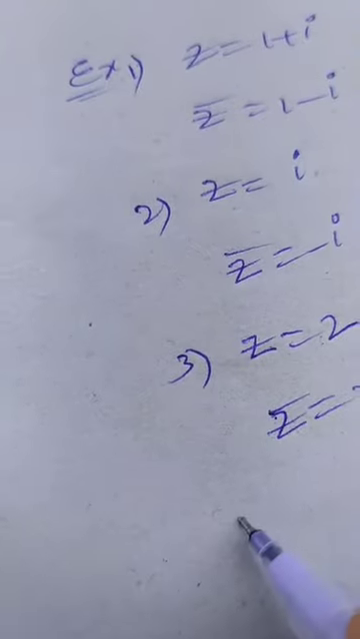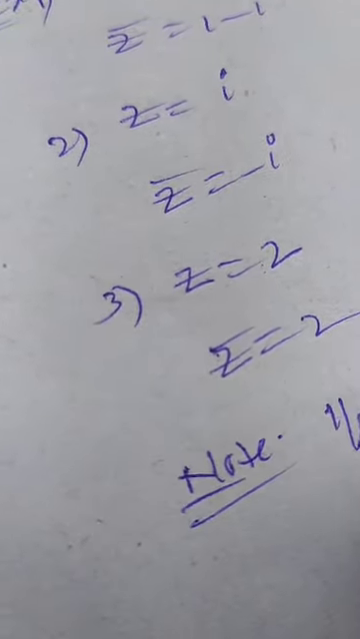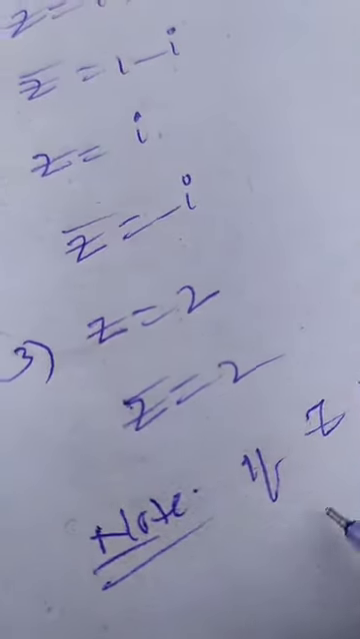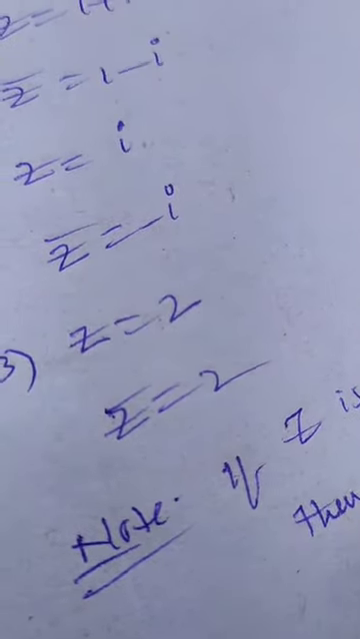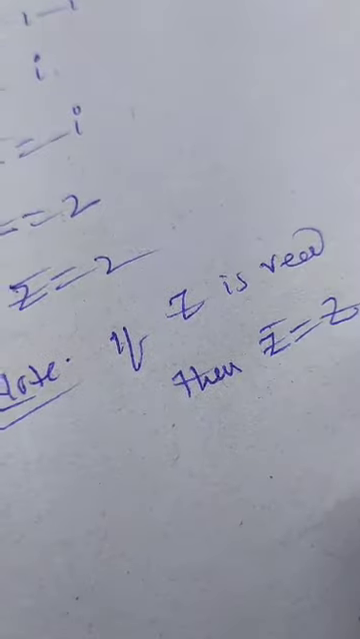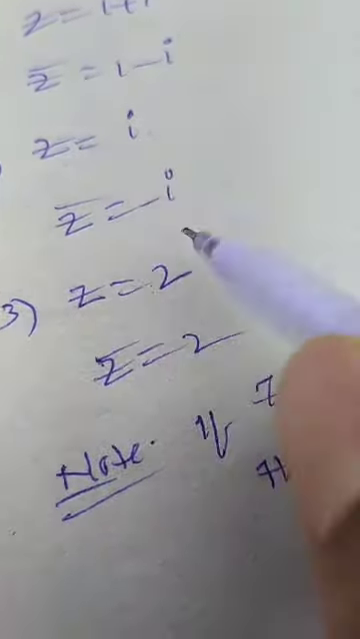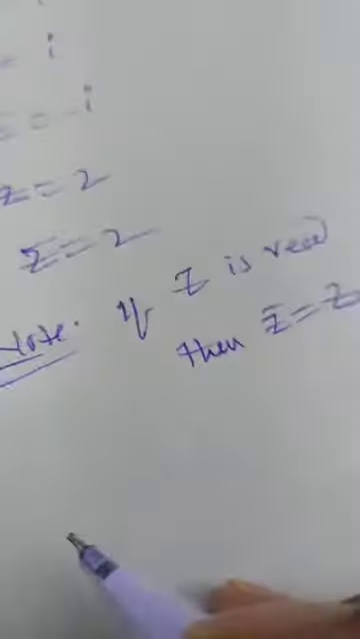Right? So here we can observe that if z is real, then z bar equal to z. If z is real, then z bar is always equal to z. And observe here, if z has only an imaginary part, then you get a minus in front of that imaginary part.